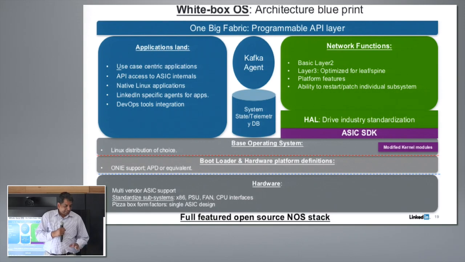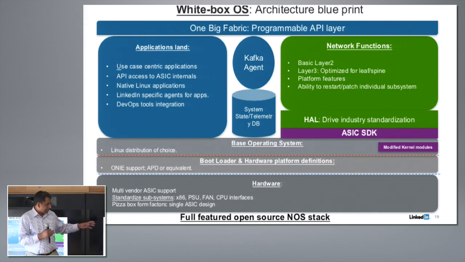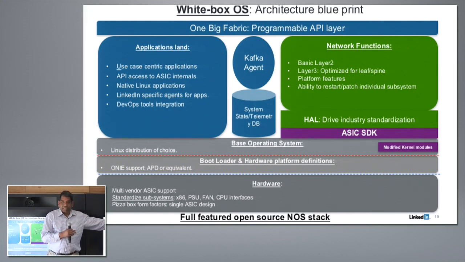With that context, this is a very busy slide; I'll simplify it in the next slide. I just wanted to show the layers of what a white box architecture blueprint means for us. You have the hardware at the bottom, which we talked about, and then to build that network you need some basic network features. Our mantra is to simplify that as much as possible.